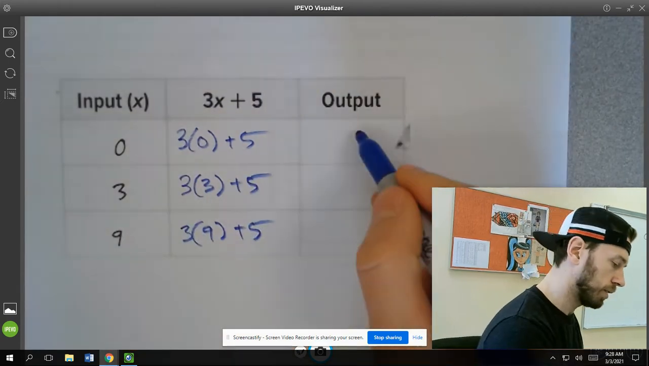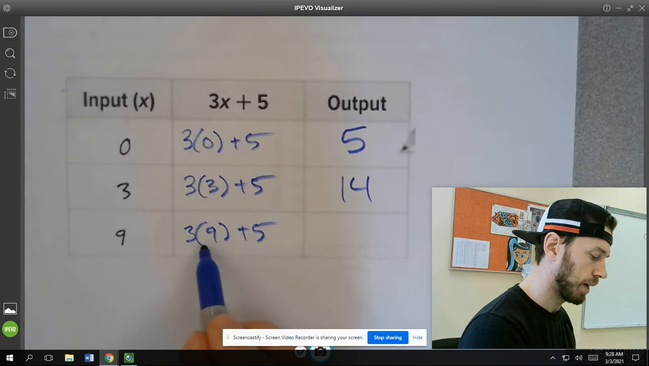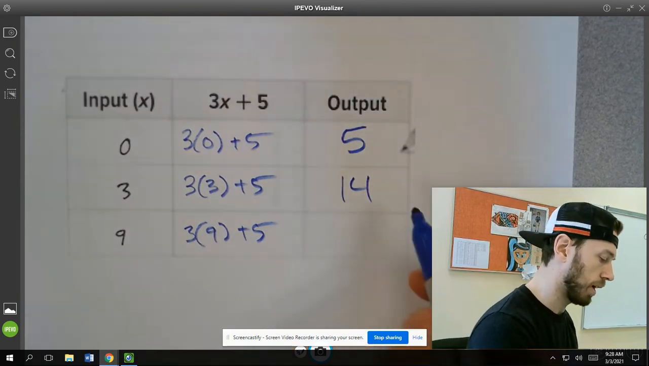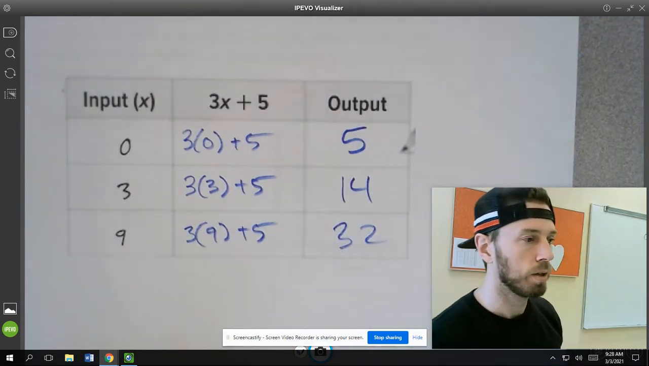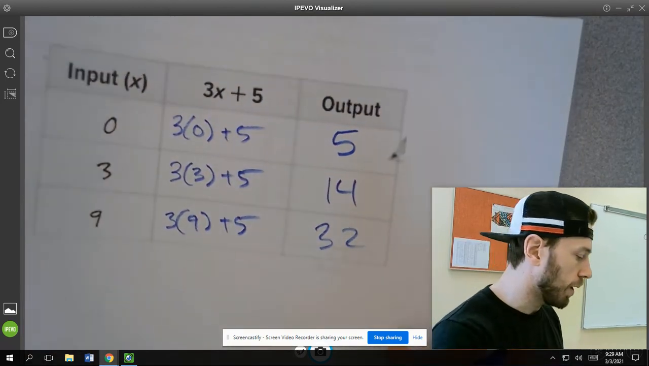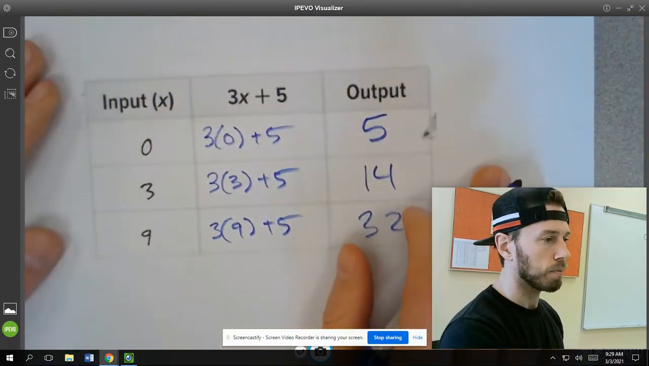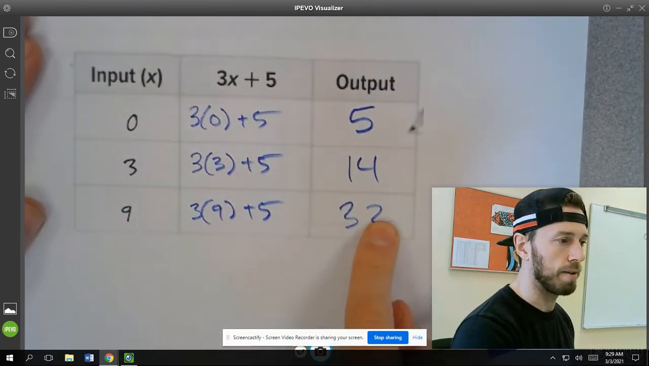As long as you follow this rule right here, you'll put your input in and you'll get a new output. 3 times 0 plus 5 is 5. 3 times 3 is 9 plus 5 is 14. And 9 times 3 is 27 plus 5 is 32. And that's how functions work. Okay. Now what we could do with that information once we create these tables is, if you'll notice, that what we have is x and y values.